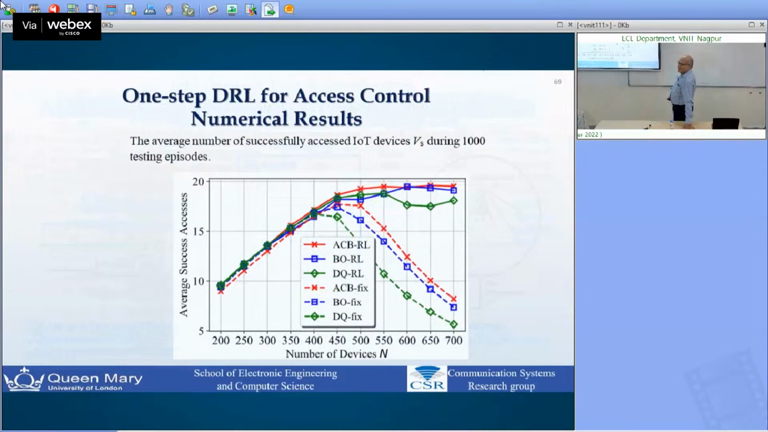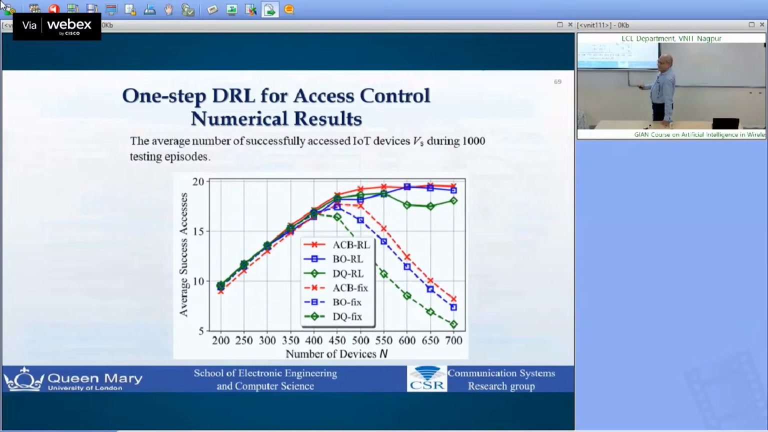Devices are increasing. If the number of devices increases, the preamble is fixed. How can the average successful access change? Say here, for example, for the first part, you have 200 users. Then here when you change to 250, we have enough number of preambles.